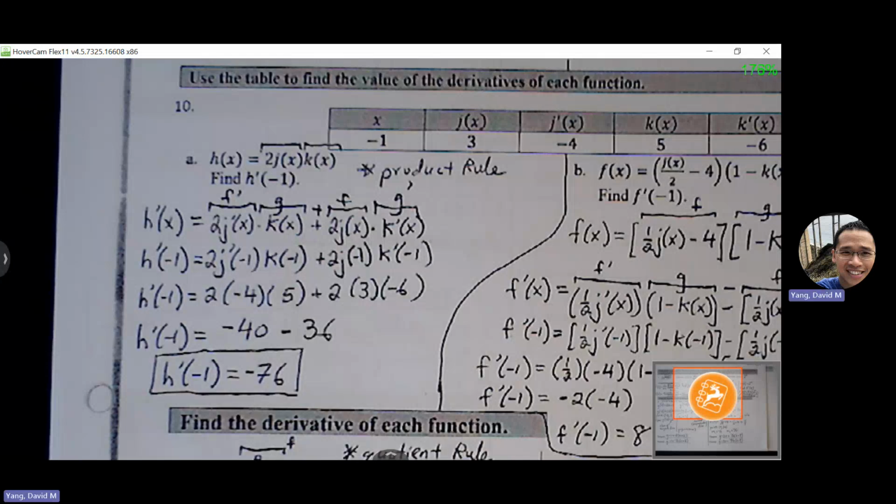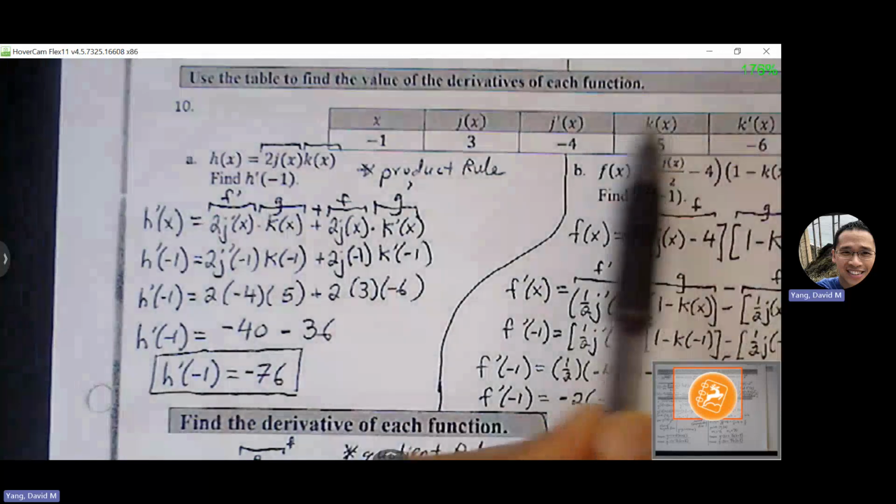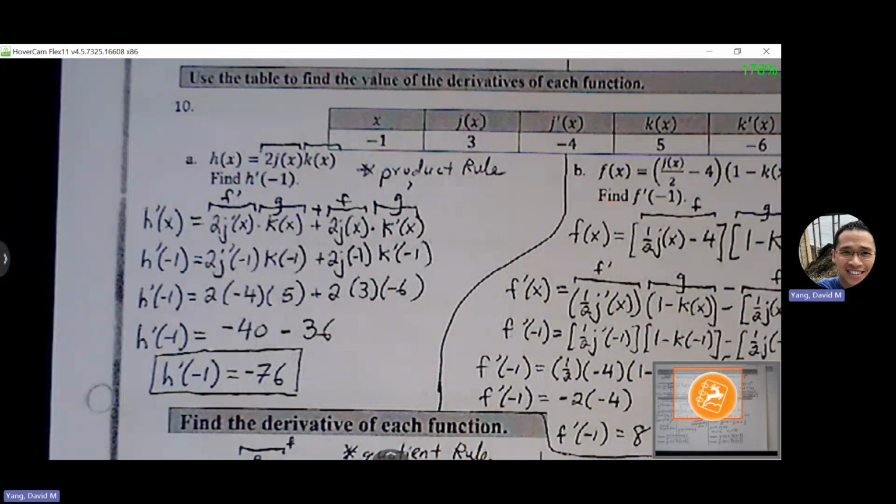So then once we find our derivative, we plug -1 in for all the x's, and then we refer to our table, make our substitutions, and we get our slope down to a number.